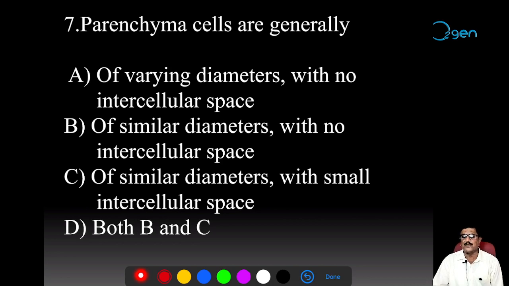The parenchyma in the pith and in the cortex have a small intercellular space, while the parenchyma between the xylem elements is a conjunctive tissue where it is compactly arranged without any intercellular space. That's why both options B and C are correct. Here option D, because it includes both B and C.